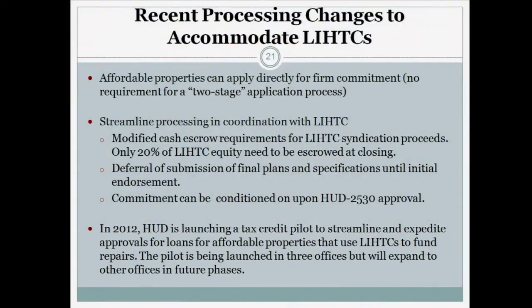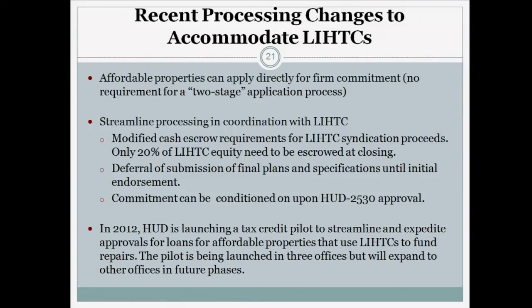There's also deferral of the submission of the final plans and specifications until initial endorsement. Again, this is the 221D4 program. Prior to this change, you would have to submit your plans and specifications at application. This is a delay in that. This lets you go ahead and get your tax credit allocation before you spend all that money, and then you can go to initial endorsement. And then it just says here the commitment, which is the commitment for the D4 money, can be conditioned upon the 2530 approval.